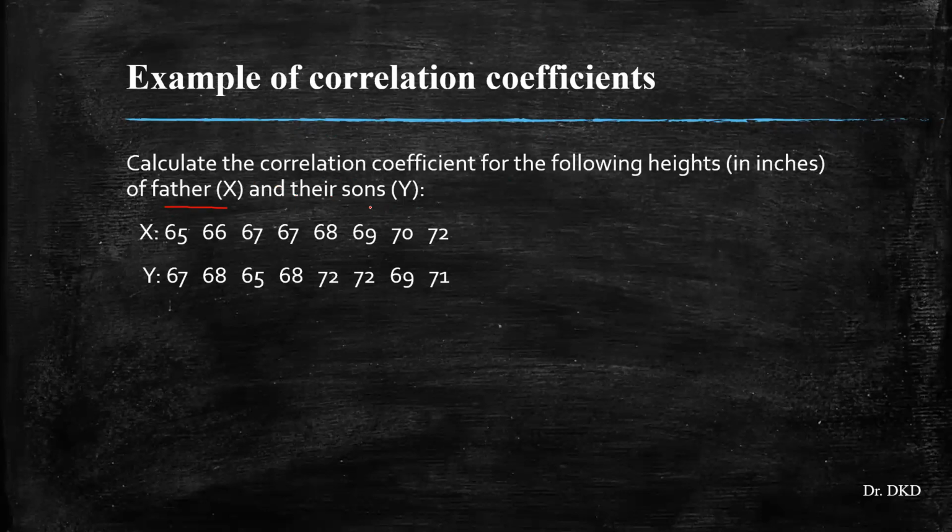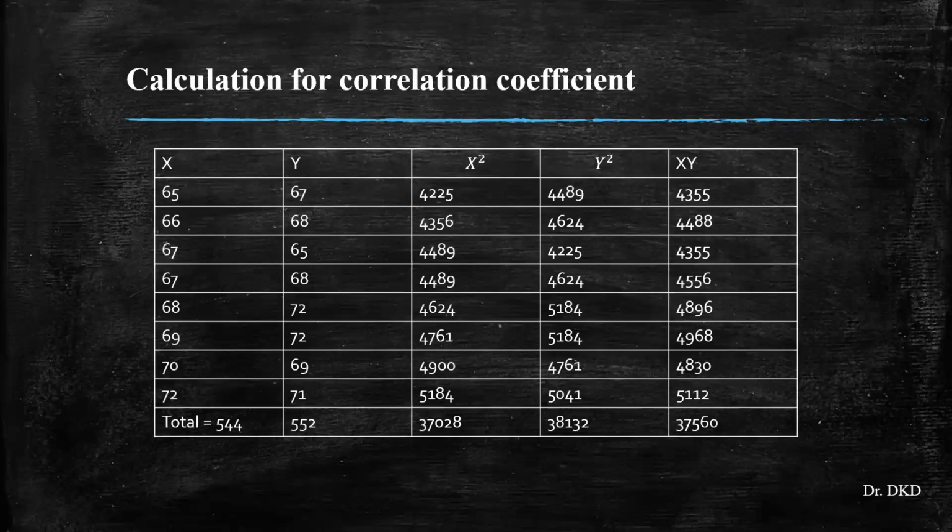for fathers and their sons. Fathers' and sons' heights are given. We need to calculate the correlation coefficient. So see how we'll get the value here. So this is the way.